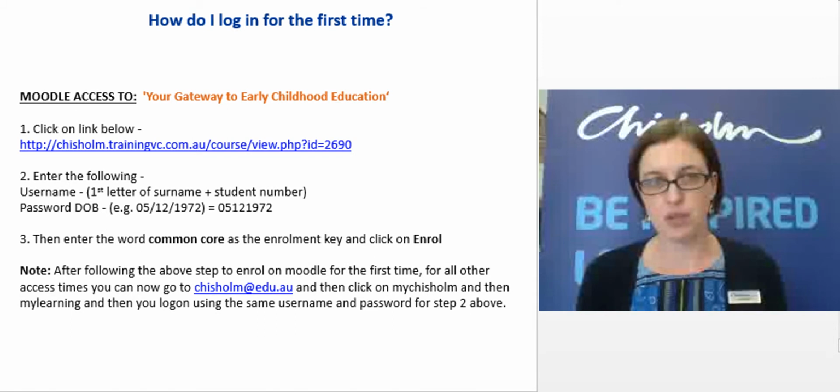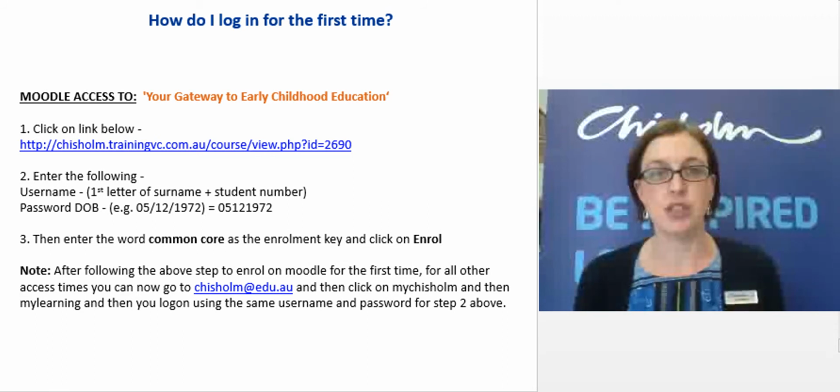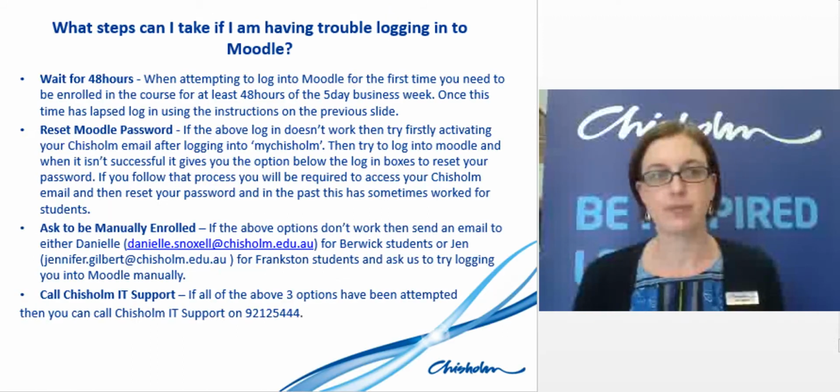To gain access to Moodle, you need to follow the link that's under number 1. Then under number 2, your username is the first letter of your surname plus your student ID that you're given on enrolment, and your password is your 8-digit date of birth, so you can see the example there. Once you've added those in, you'll be asked to add in an enrolment key, and you must add in common core. Common core does have a space between it, and you do need to add it in lowercase. Then you'll click on Enroll.